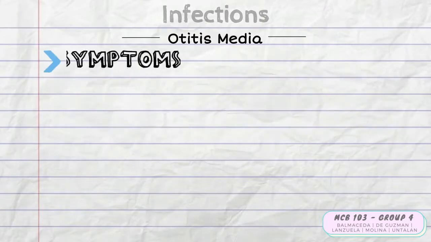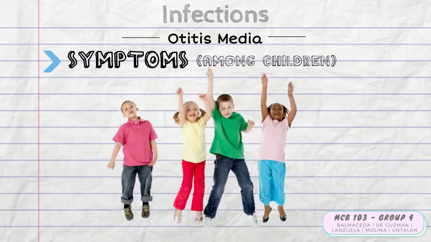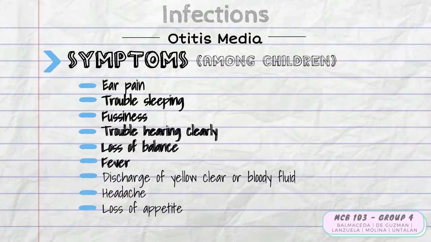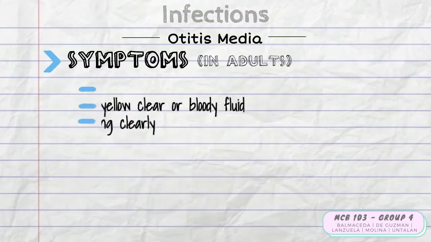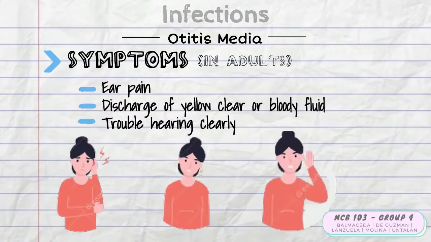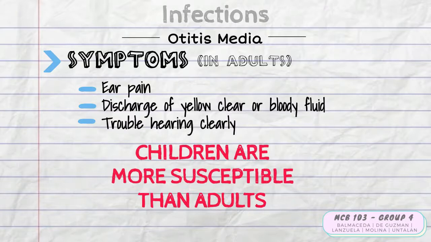There can be varying symptoms of otitis media depending on the age of an individual, but the onset of these symptoms is typically rapid. Among children, the common symptoms include ear pain, trouble sleeping, fussiness, trouble hearing clearly, loss of balance, fever, discharge of yellow, clear, or bloody fluid from the ear, headache, and loss of appetite. In adults, common symptoms are ear pain, discharge of yellow, clear, or bloody fluid from the ear, and trouble hearing clearly. Children are more susceptible to otitis media than adults.